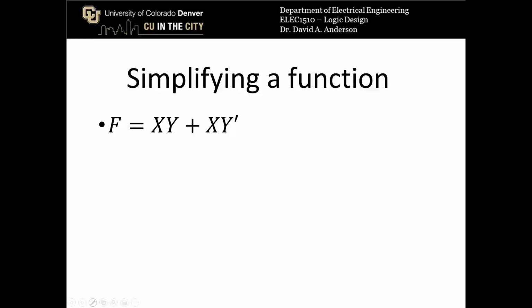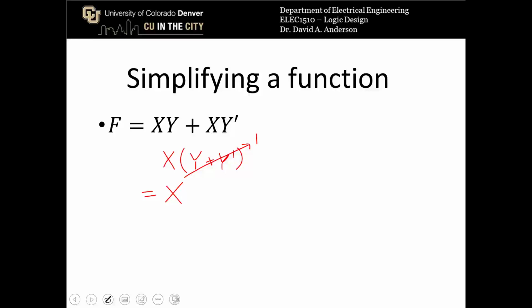So let's look first at simplifying a simple function algebraically. This simple function is f equals xy plus xy prime. If we factor out an x from this expression, we have x and y or y prime, and we know that y or y prime is 1, so this function simplifies just to x. Okay, so you can do all of this simplification algebraically. What we want to do, though, once we get into much more complicated functions, is do everything graphically.